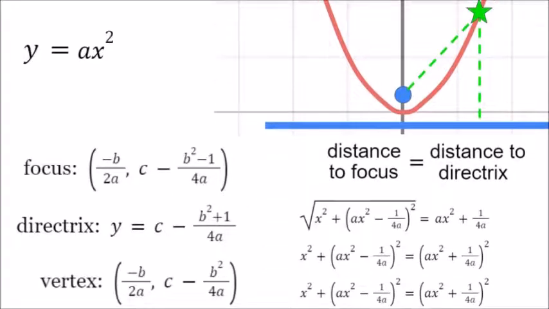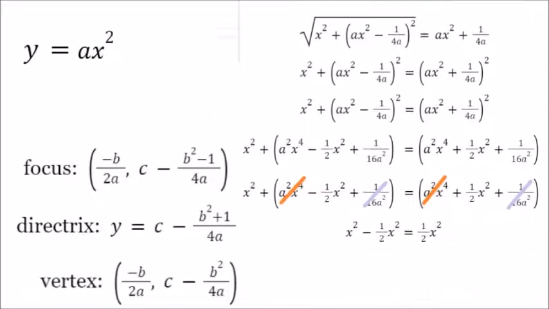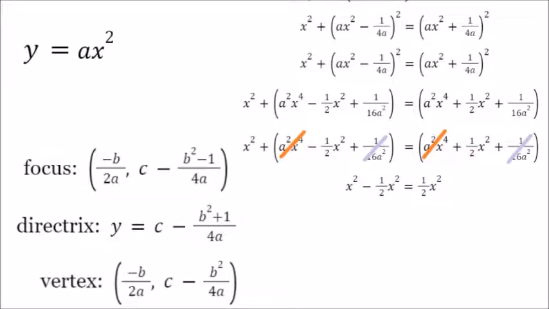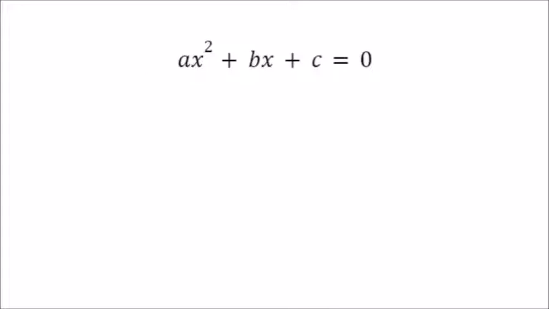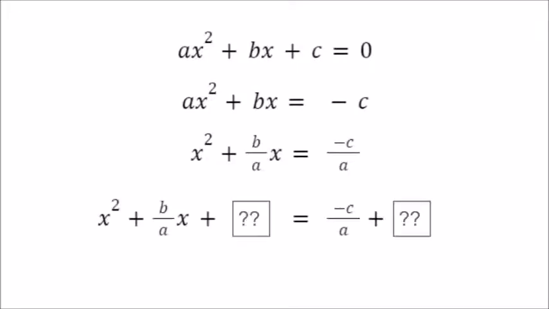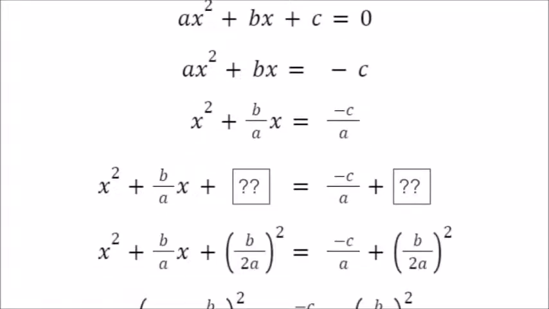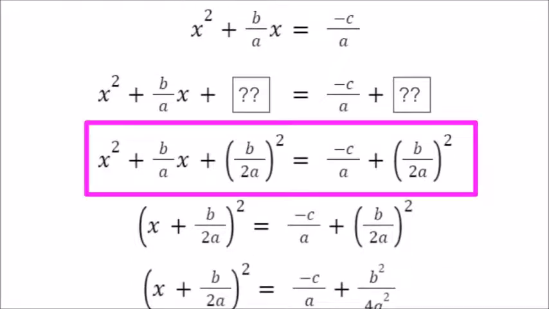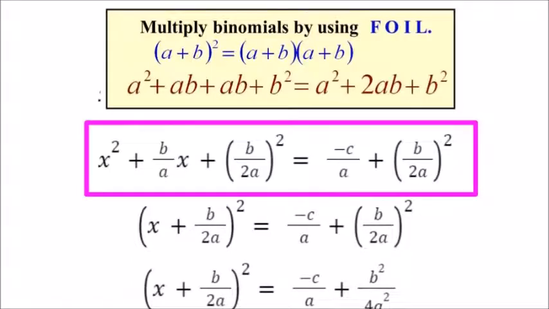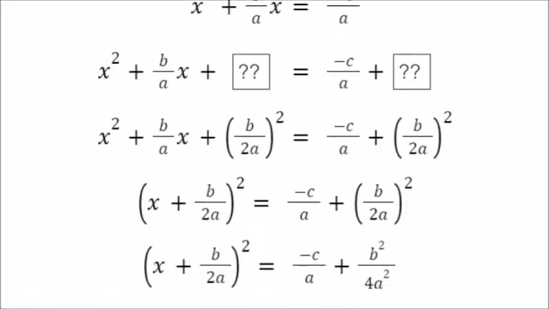b and c are still 0. And finally, the quadratic formula. Finally, remember that? Time to derive it. Subtract, divide, now add. But what do we add? Well, let's add something clever. Because using something we know about squaring binomials, we can turn this into that. And we are on our way.